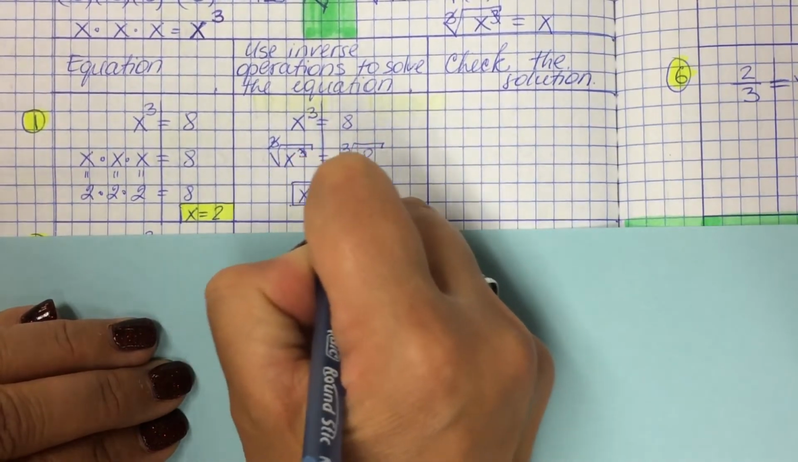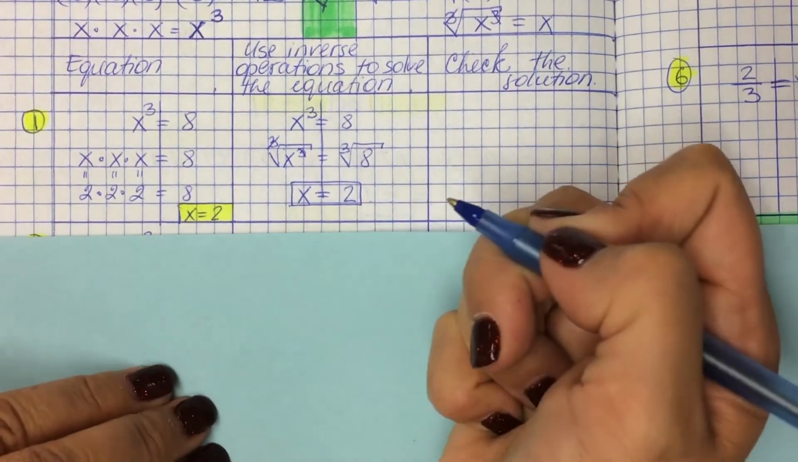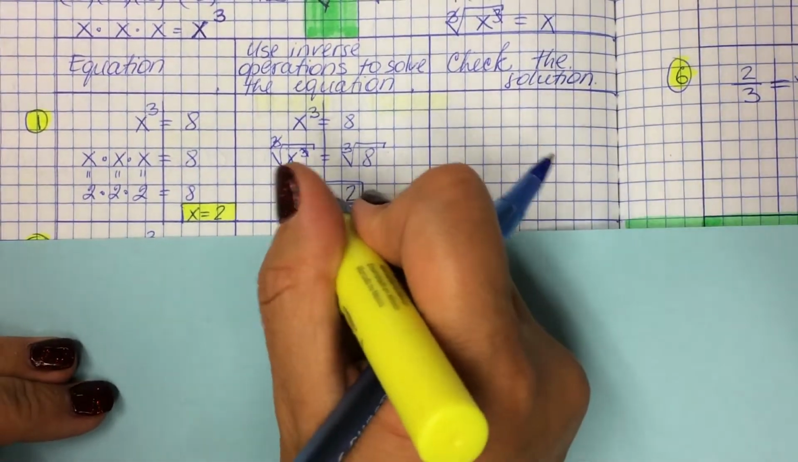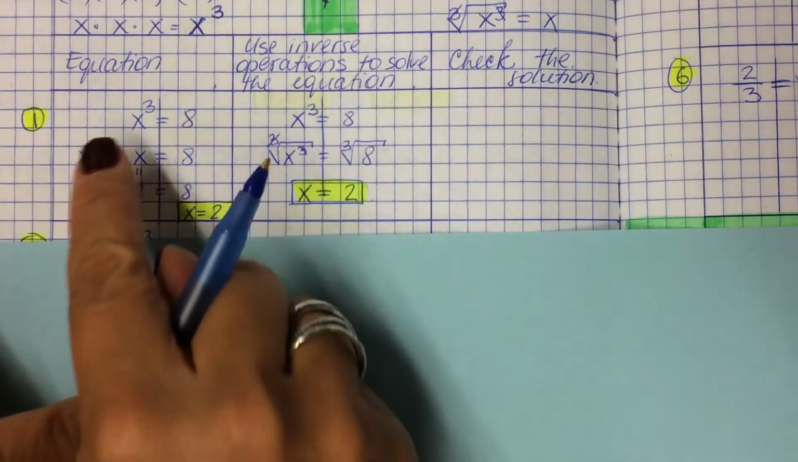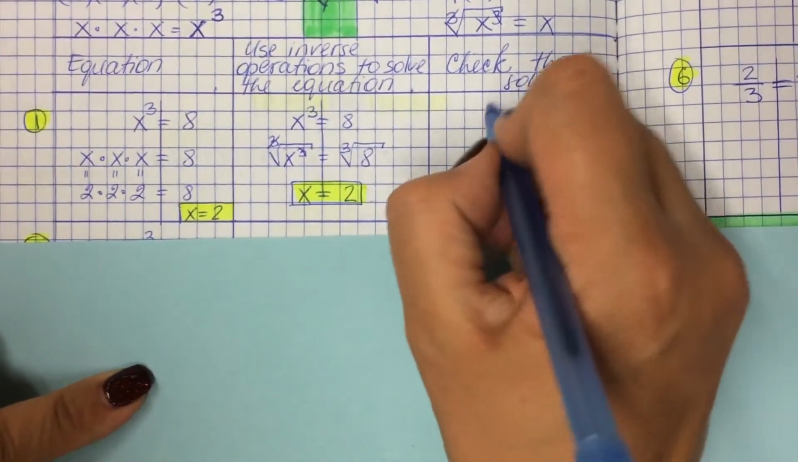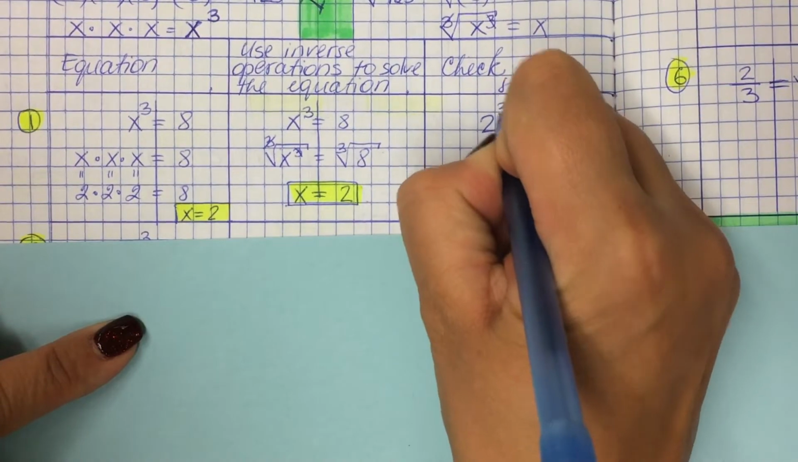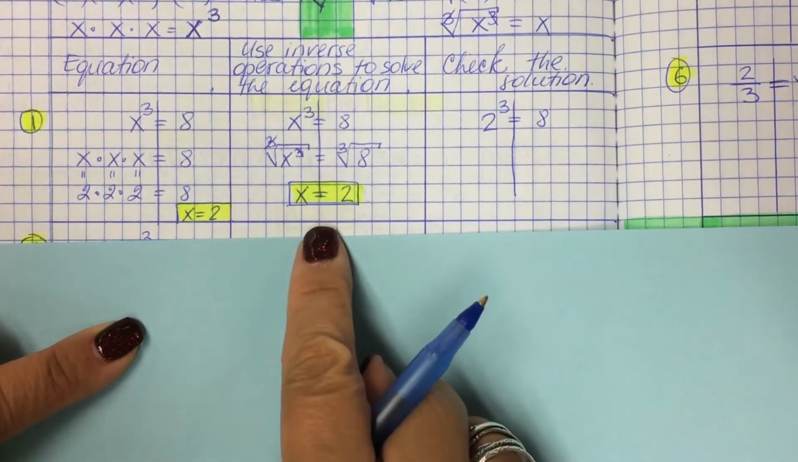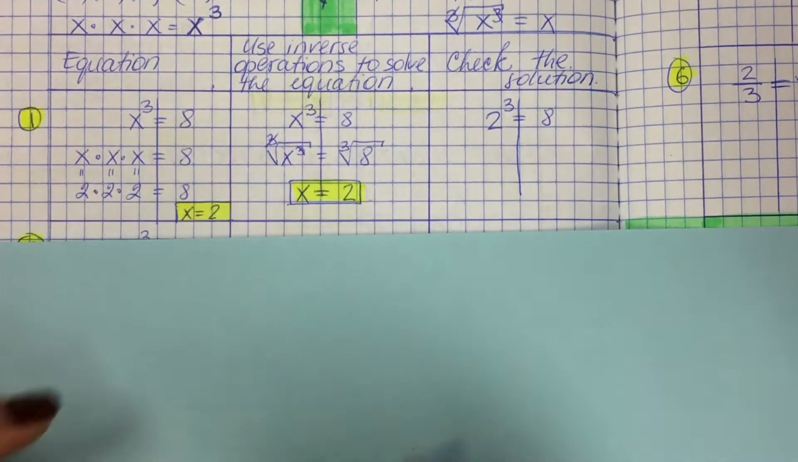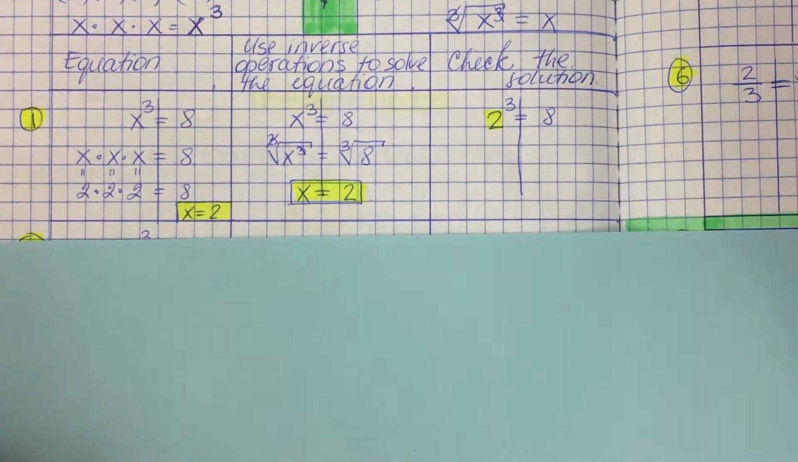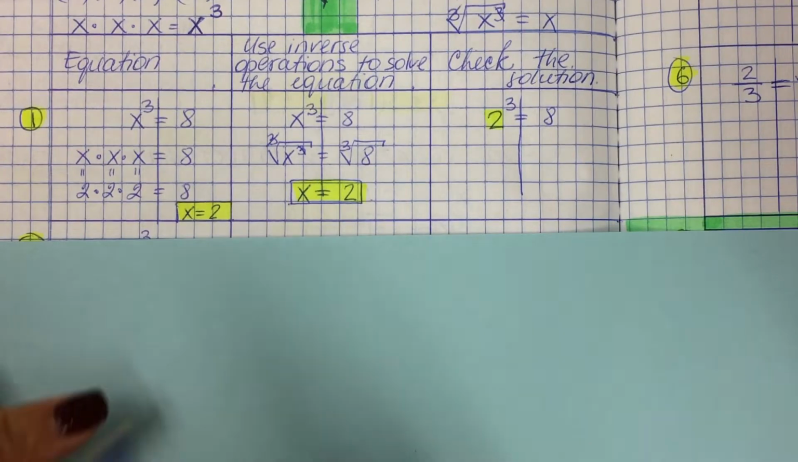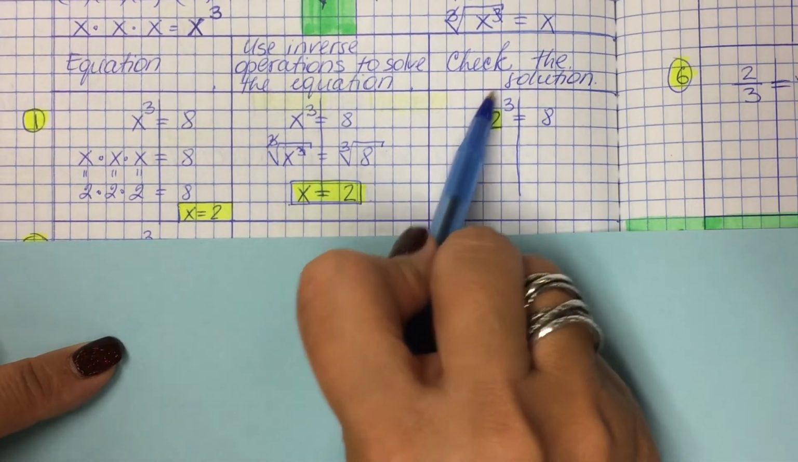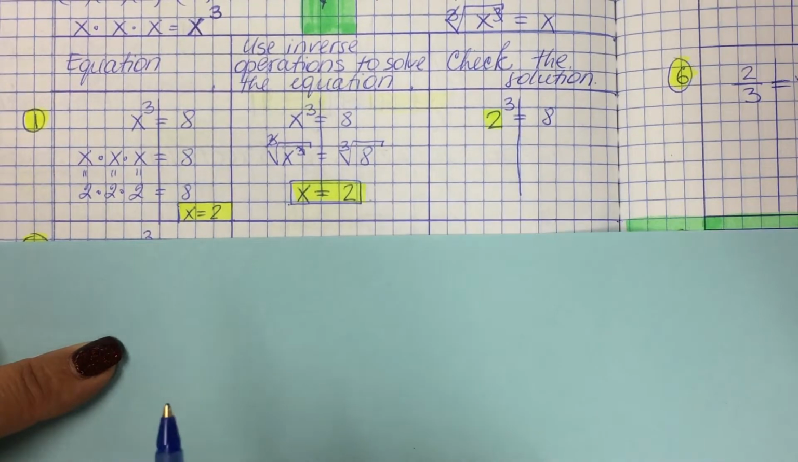Why? Because 2 times 2 times 2 is 8. So here's when we check that solution. In the original equation, x to the third power, I'm going to put 2 to the third power equals 8. So to check your solution, you substitute in the original equation. That was your x value. With the solution being 2, we substitute, and then we need to make sure we get the equality.